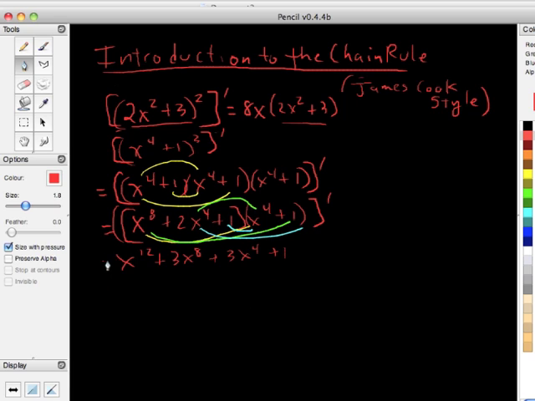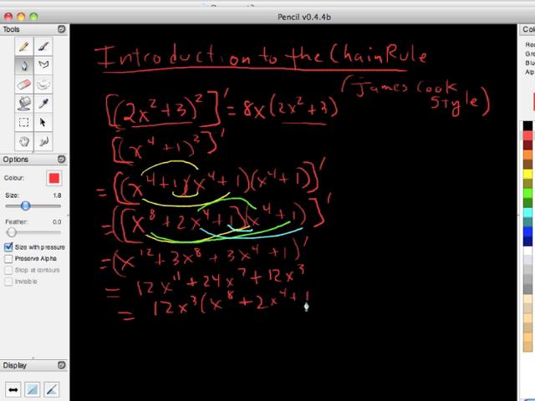Okay? So we still have to take the derivative of that. Let's use the power rule. And we have 12x to the 11th plus 24x to the 7th plus 12x to the 3rd. Oh, wow, we have a lot of great common factors to take out here. We have 12x to the 3rd times (x to the 8th plus 2x to the 4th plus 1). Okay, just factor that. It shouldn't be too hard.